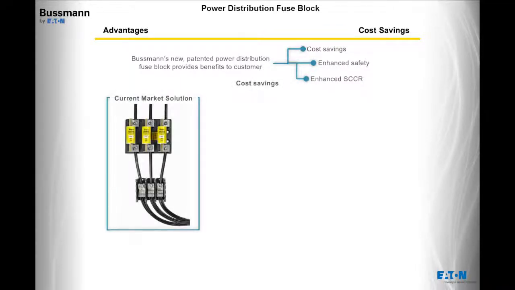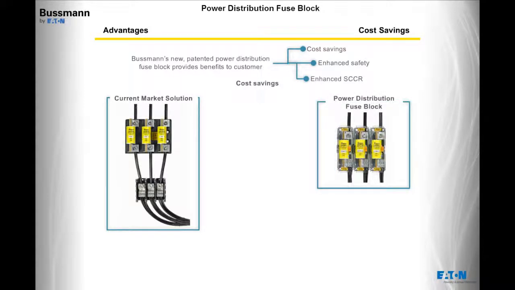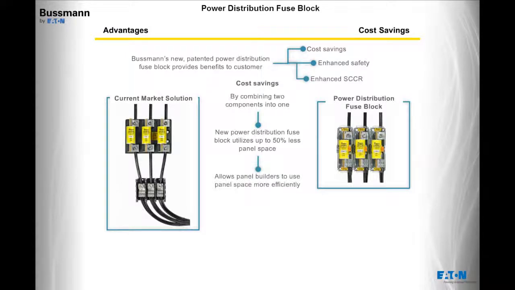Current market solution. Power distribution fuse block. By combining two components into one, the new power distribution fuse block utilizes up to 50% less panel space. This allows panel builders to use panel space more efficiently, fit more components in the panel, or potentially downsize to a smaller, less expensive panel. This innovative solution also requires fewer SKUs to purchase and manage.